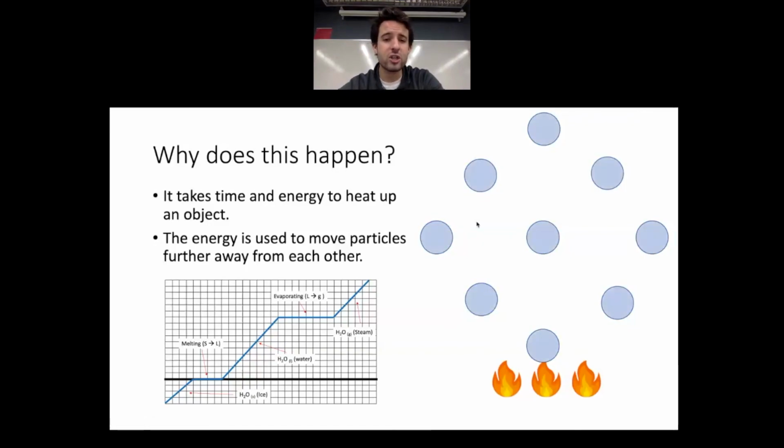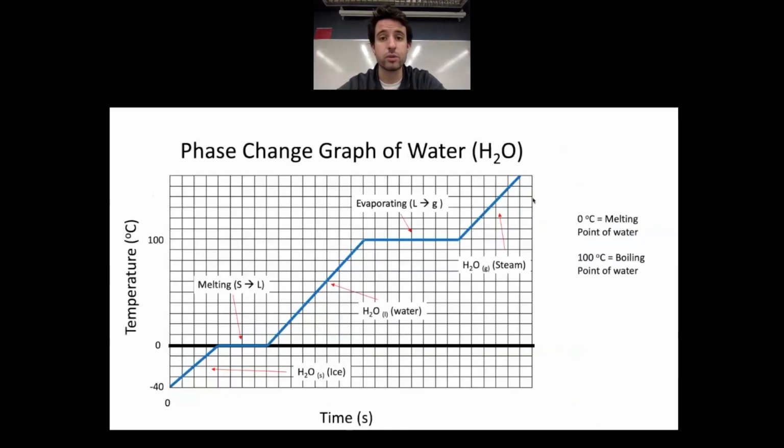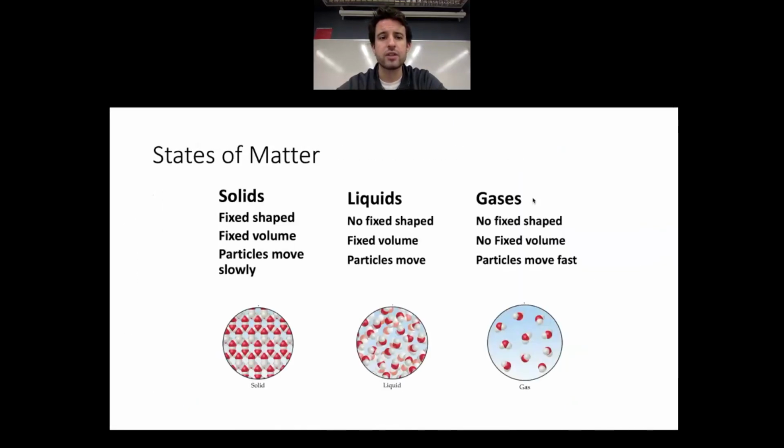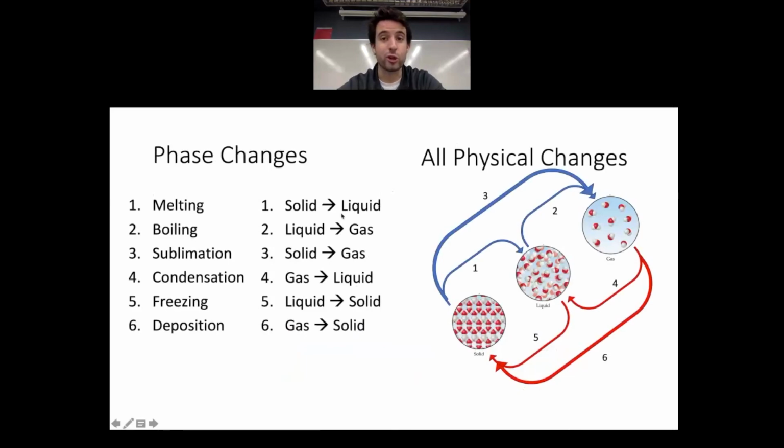So hopefully getting a chance to look at this phase change graph and getting a chance to see these particles, hopefully that tells you a little bit about solids and liquids and gases and the changes between solids and liquids and gases. Things you need to know for today, you're going to need to know what each of the 6 phase changes are. And then the other thing you're going to need to know is, from this other slide, that solids have a fixed shape and a fixed volume, and that they move slowly. Liquids have no fixed shape, a fixed volume, and particles move. And gases have no fixed shape and no fixed volume, and their particles move fast. Those takeaways, in addition to the phase changes, are what you're going to want to know for today.